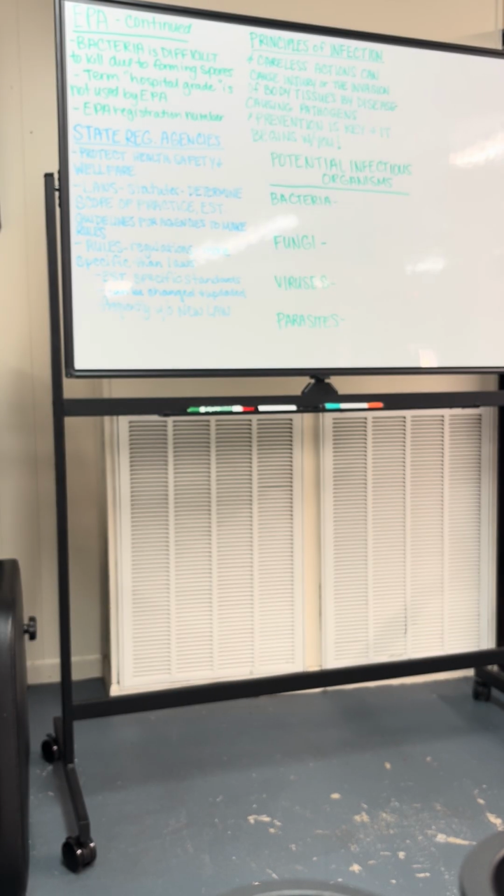So laws are also called statutes, and laws are written by the state legislature, and they determine the scope of practice and establish guidelines for agencies to make rules. So what is your scope of practice? It's what you're allowed to do, right? As cosmetologists, we are allowed to do nails and toes, but a nail tech isn't allowed to color hair. So pedicures and manicures fall under our scope of practice, but hair color falls outside of the scope of practice of a nail tech.